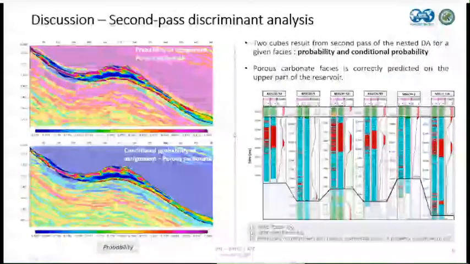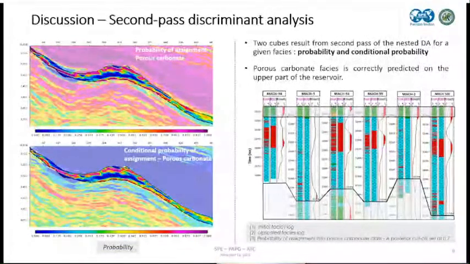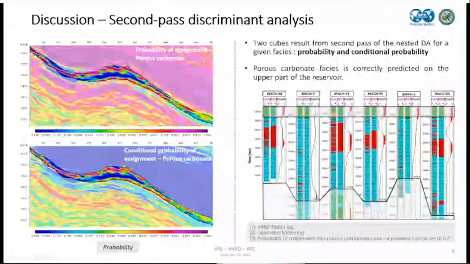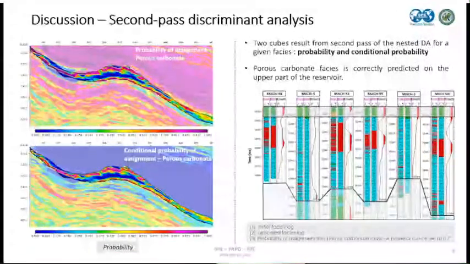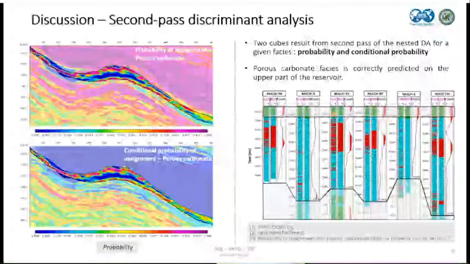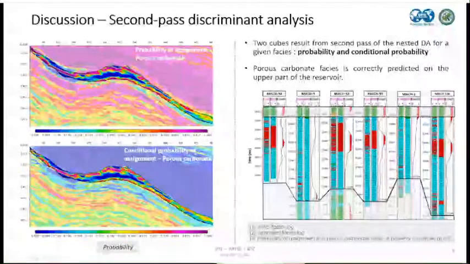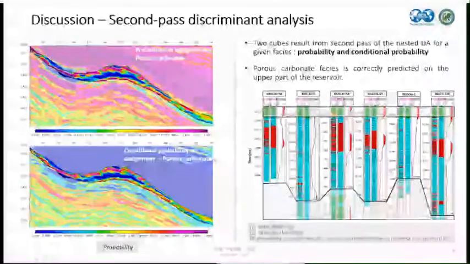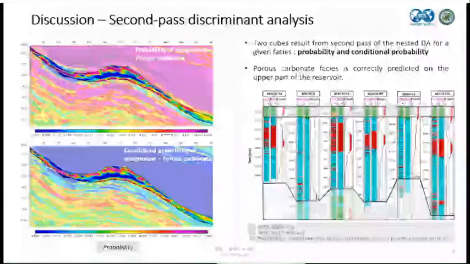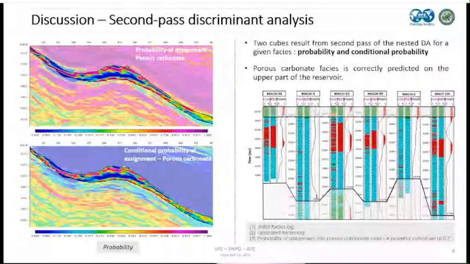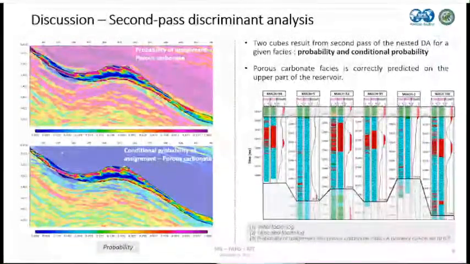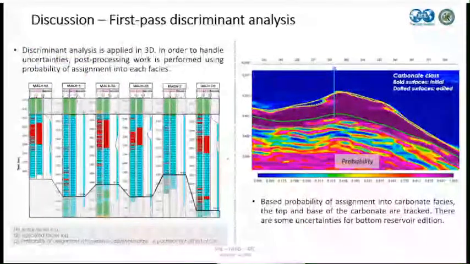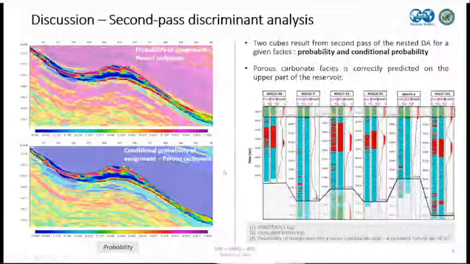As a result of the second pass discriminant analysis, we obtained in 3D two cubes: the probability of assignment into a porous carbonate facies, which is what we are interested in, the most interesting in terms of reservoir potential, and also the conditional probability of assignment, depending on the probability of assignment into the carbonate facies. So if we are in the carbonate facies, we will have a higher conditional probability in a way.